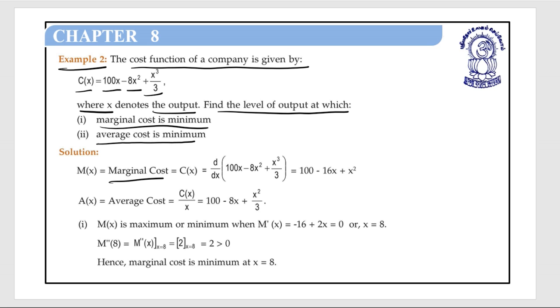Here M of x, marginal cost, is equal to C dash of x. Take the differentiation of C of x. d by dx of 100x minus 8x square plus x cube by 3. So 100 minus 16x plus 3x square by 3, 3 cancel, x square. A of x, average cost, is C of x by x. Remember the average cost equation, C of x by x. So 100 minus 8x plus x square by 3.